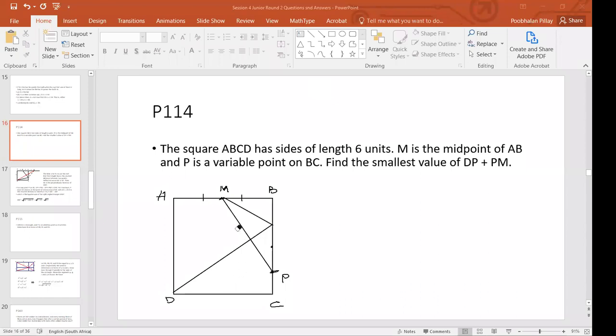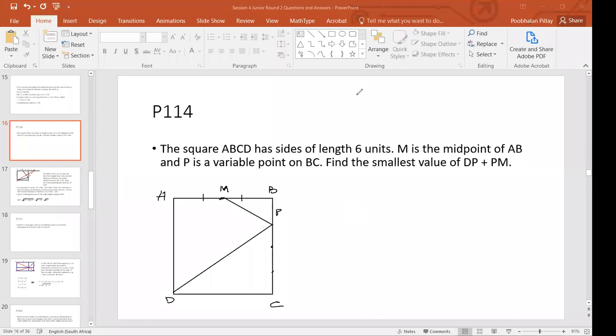So what I'm going to do is choose P here somewhere. Just P like that. PM, DP plus PM. Now, this is the smallest value of DP plus PM. Look, let me just take a situation like this.